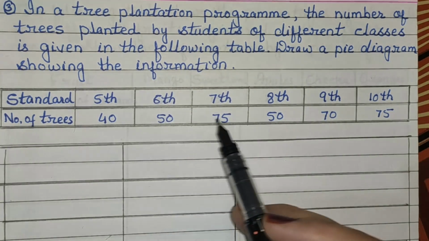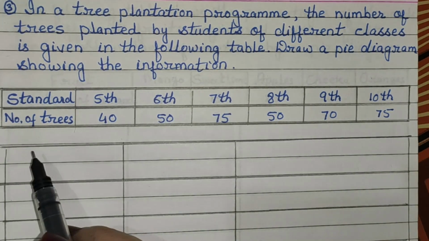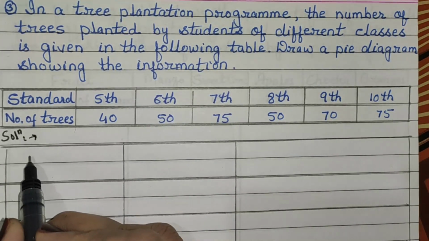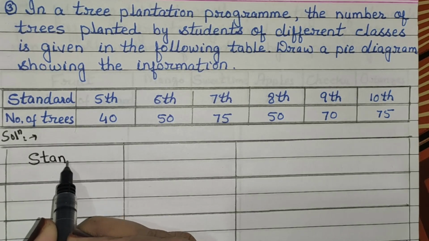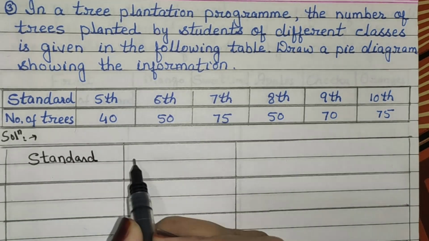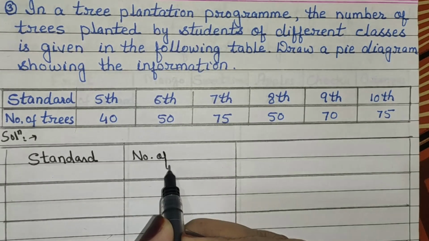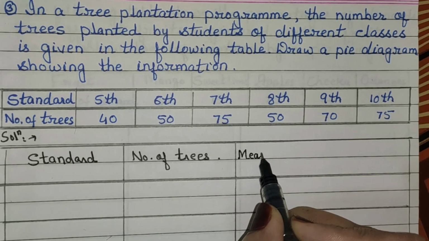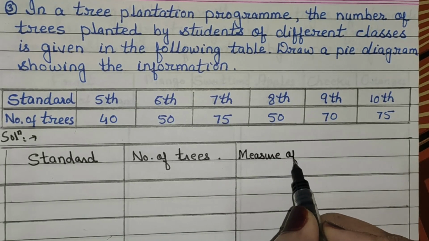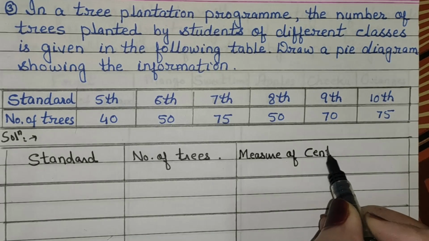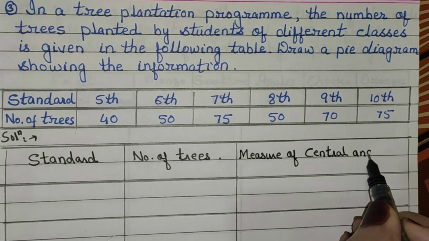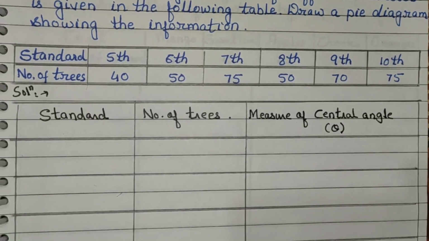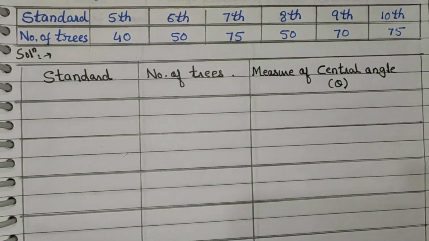Now standards 5th, 6th, 7th and so on are given here and number of trees. Write down the solution here. First prepare a table. First column contains standard. Write down here. Next one is number of trees. Next one is measure of central angle, theta.